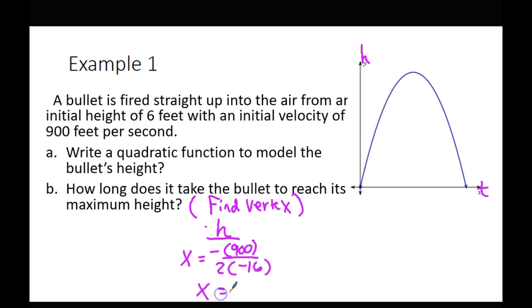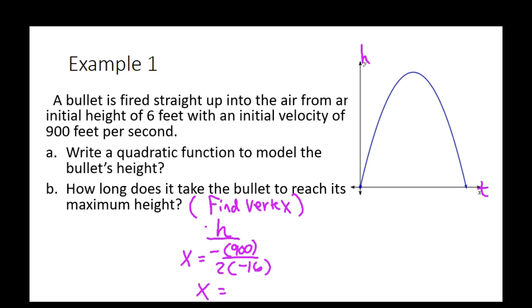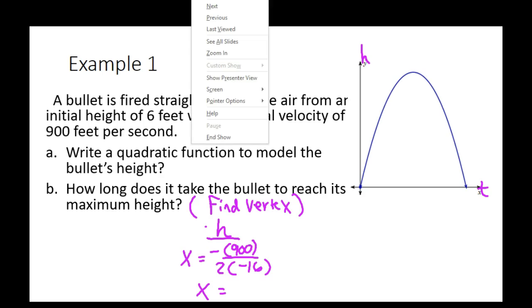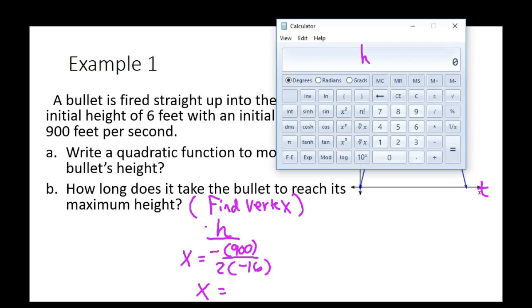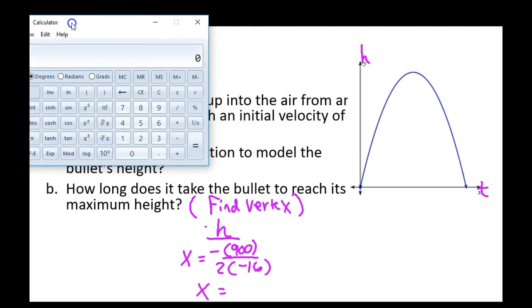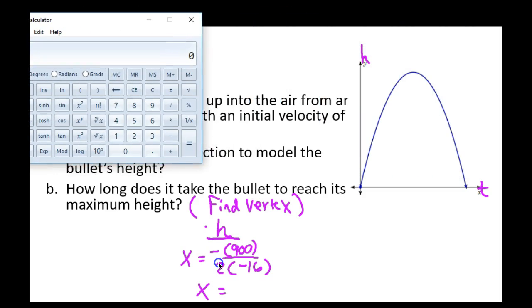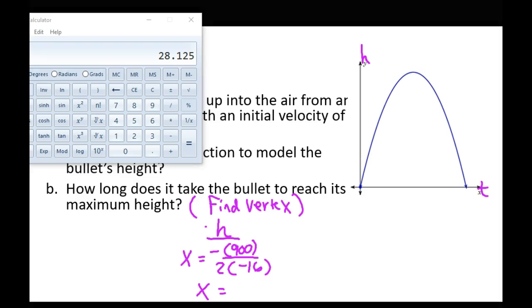I don't have a calculator, but I think I might actually. Let me see. There's one. So I'm going to go ahead and work this out. The bottom's going to be negative 32. I'm going to work it out just so I can see it. There it is. Okay. I do better with numbers I see than hear. So 28.125.